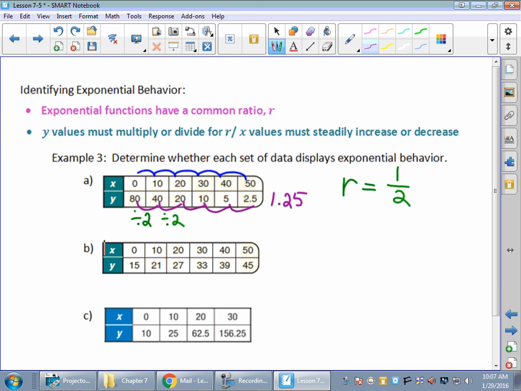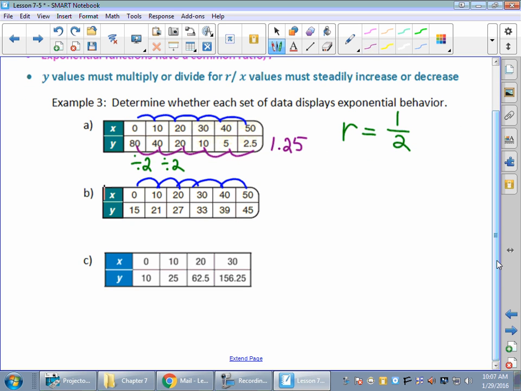So for the second one, are our x values increasing at a steady rate? Everybody's saying yes, right? These are always increasing. I didn't purposely pick all values that had tens. It just happened that way. So we're good with the x's. Now let's check the y's. How do you get from 15 to 21? How do you get from 21 to 27? 27 to 33? 33 to 39?